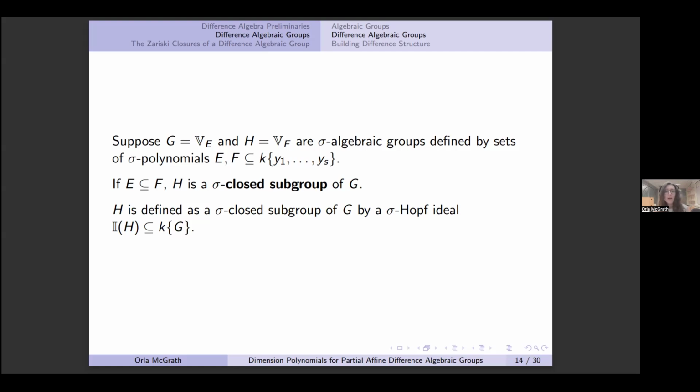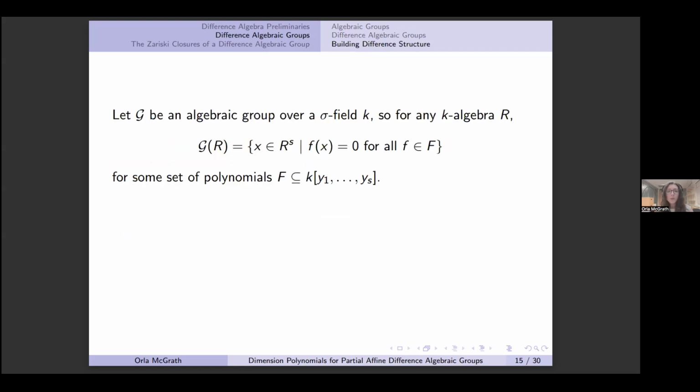Okay, so we have algebraic groups and we have difference algebraic groups. And we're going to be interested now in a certain subset of some difference algebraic groups, which we can build from algebraic groups. So suppose we have an algebraic group over a difference field. So our field has difference structure, but the algebraic group doesn't. An algebraic group is just defined by some polynomials.